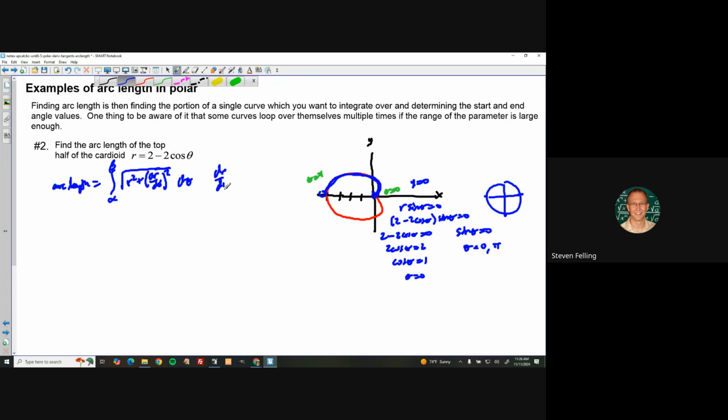So dr d theta, that's a constant, so its derivative is 0. The derivative of cosine is negative sine, so this is positive 2 sine theta. So this is going to be an integral, square root of the r curve, 2 minus 2 cosine theta squared, plus the derivative curve, 2 sine theta squared d theta, and we're going to integrate from 0 to pi. Just so that we can see the number here, let's go ahead and do this with math to fractions.